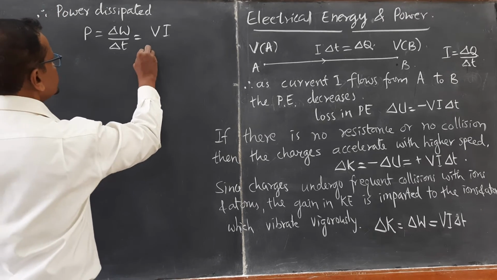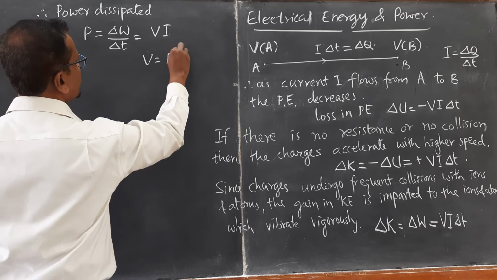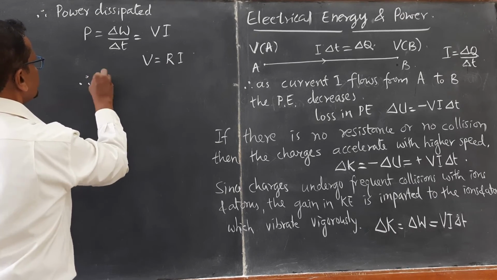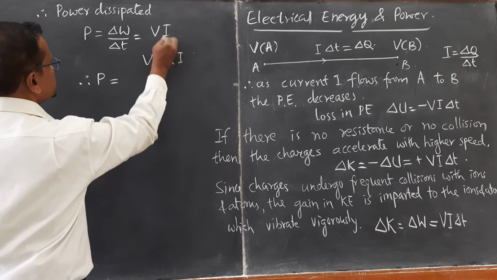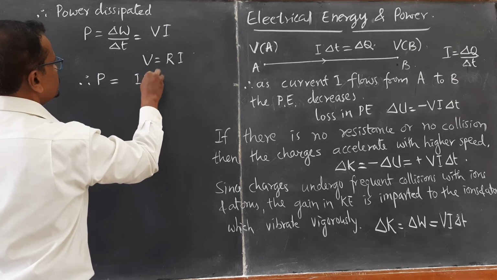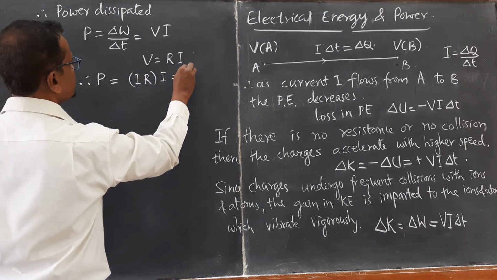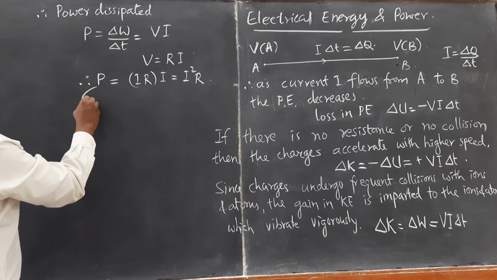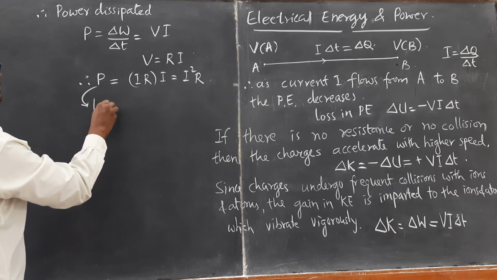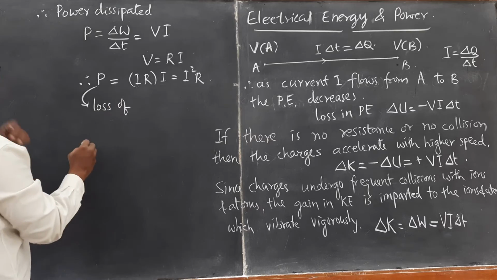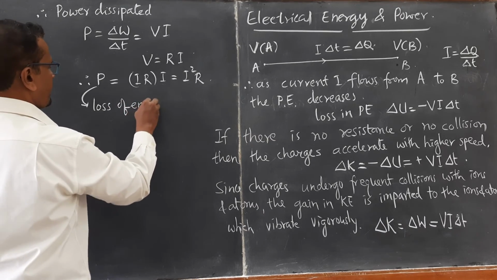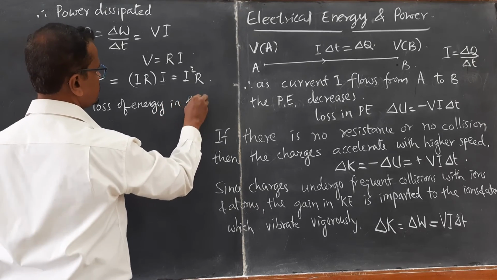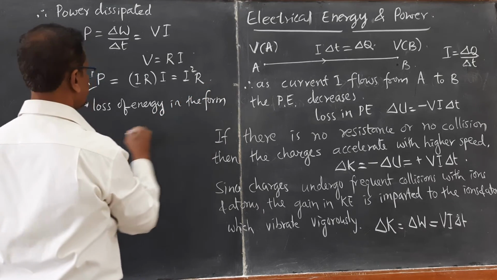So, we know using Ohm's law, V is equal to IR. Therefore, power dissipated in the form of heat is calculated as IR into I. So, it becomes I square R. So, this I square R is the loss of electrical energy in the form of heat.